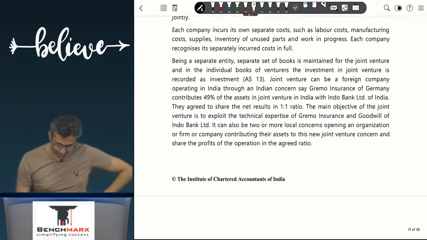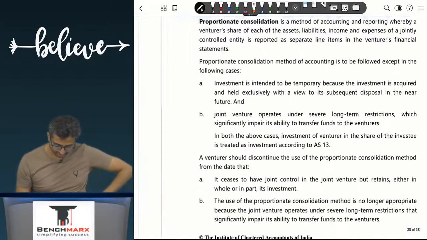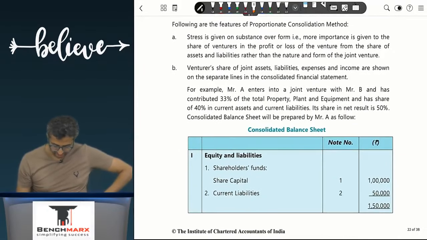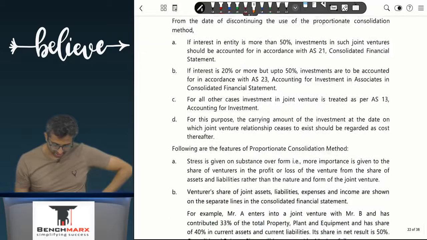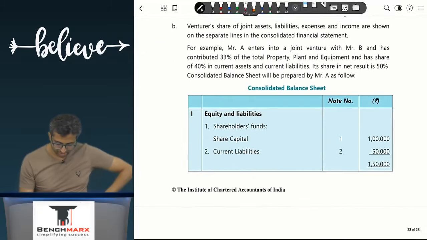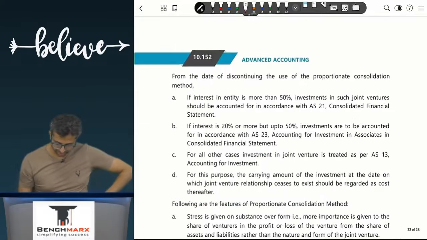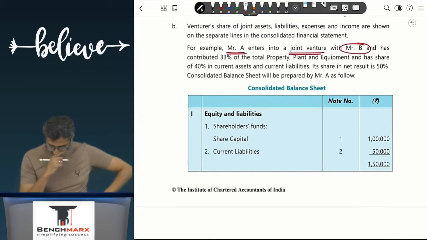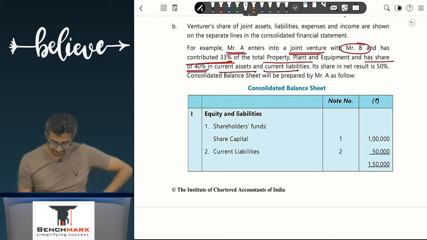Okay. So, this is then illustration 3. This is some features. Acha. There is an example that they are mentioning over here on page 152. Mr. A enters into a joint venture with Mr. B and has contributed 33% of the PP and has a share of 40% in current assets and current liabilities. Its share in the net result is 50% and the consolidated balance sheet will be prepared as follows. You have the balance sheet given.